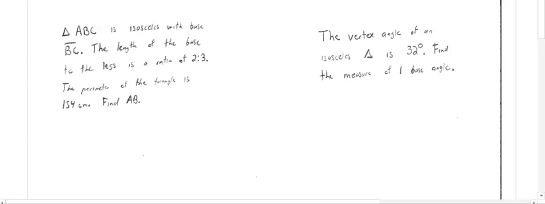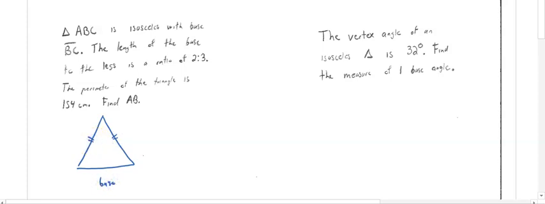Triangle ABC is isosceles with base BC. The length of the base to the legs is a ratio of 2 to 3. The perimeter of the triangle is 154 centimeters. Find AB. So remember, in an isosceles triangle we have two congruent legs and a base.